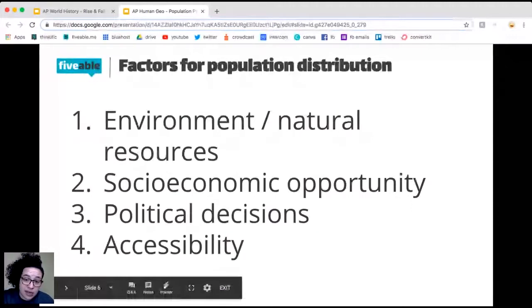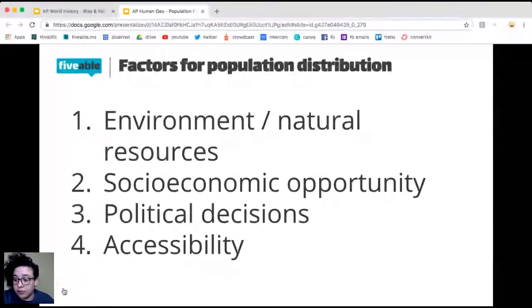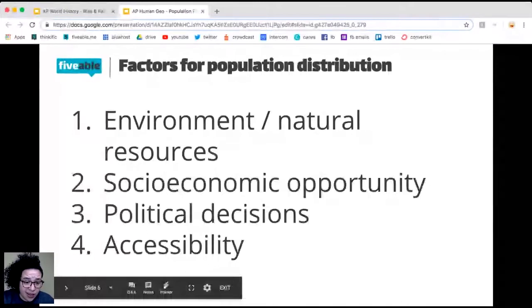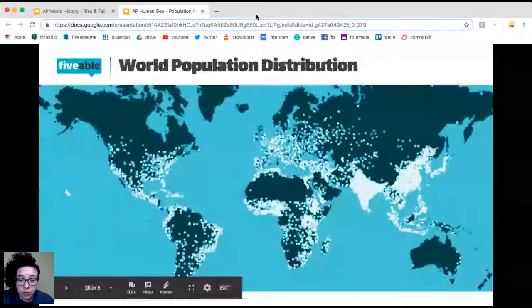Another reason is political decisions, right? People move based on politics. In some cases, if there's a war, people are going to move away from that region. If the government decides to put some kind of military base somewhere, people will move there, right? And then the last thing is just accessibility, like how do you get to places, right? More people are going to live where you can easily have transportation than in desolate areas, right? There's more opportunity, and there are more places to work.